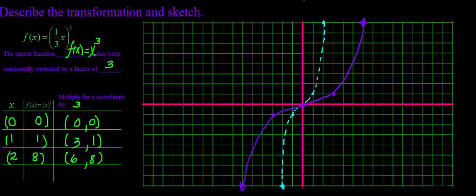You can see that the parent function, this original point, has been stretched that way by a factor of 3. And this point here has been stretched that way by a factor of 3. Same thing over here. This value has been stretched over by a factor of 3, and so is this one. That's why it's called a horizontal stretch. And remember to label your function: f of x is equal to (1/3 x) cubed. And there you have it.